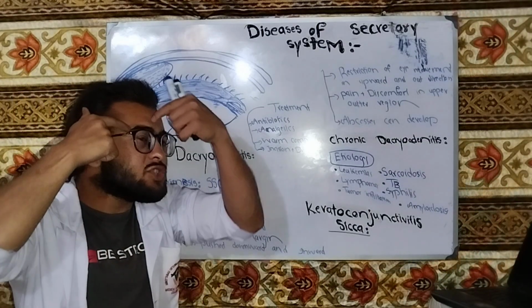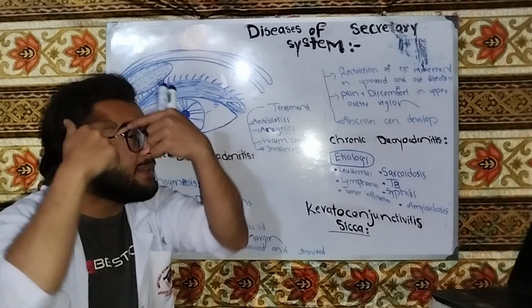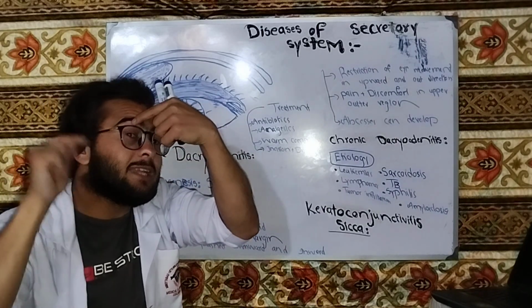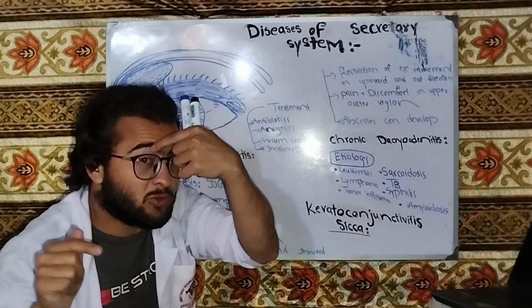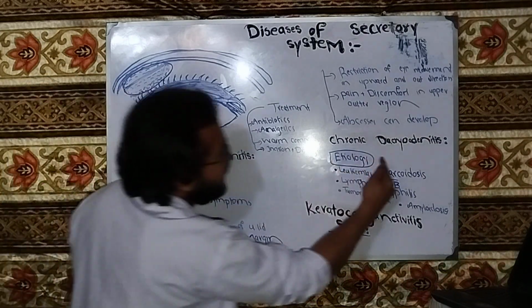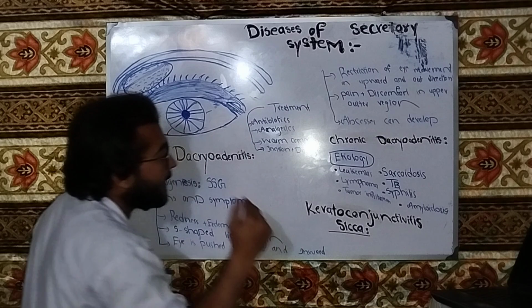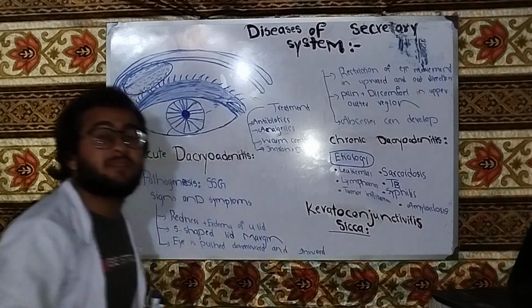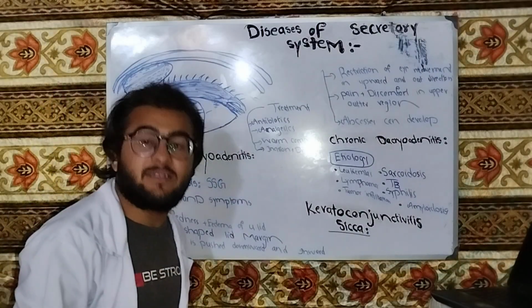The lacrimal gland is situated in the roof of the orbit in the superior lateral region, in the fossa which is called the lacrimal fossa. The first disease is acute dacryoadenitis, the second one is chronic dacryoadenitis, and the third one is keratoconjunctivitis sicca, which is also called dry eye syndrome.